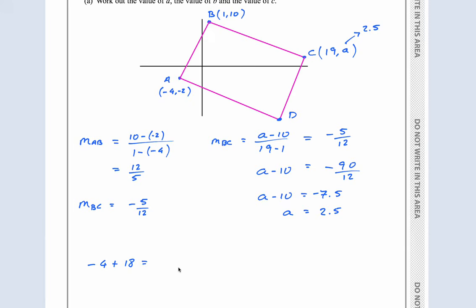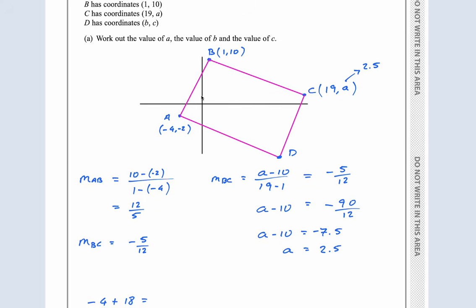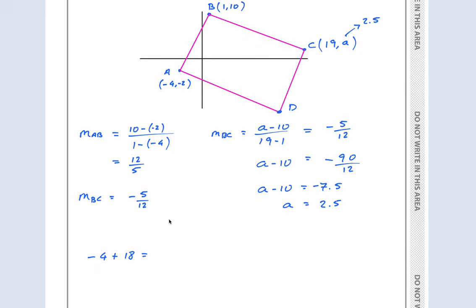Minus 4 plus 18 is 14. And then to get from 10 to 2.5, I subtracted 7.5. So minus 2 minus 7.5 is negative 9.5. So the answer to the question is, this is b.